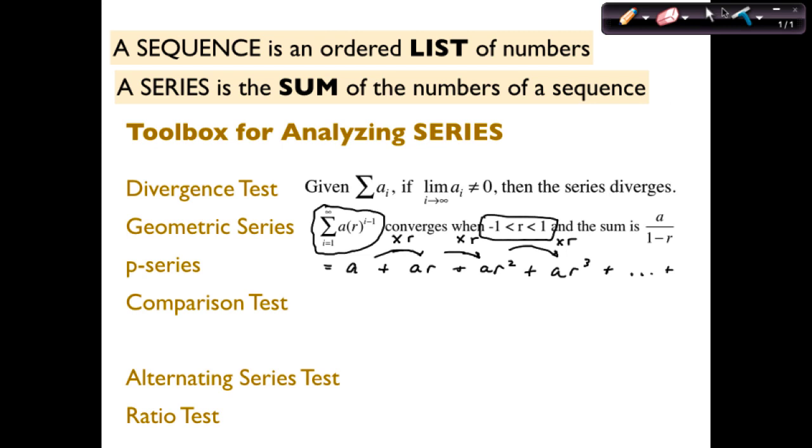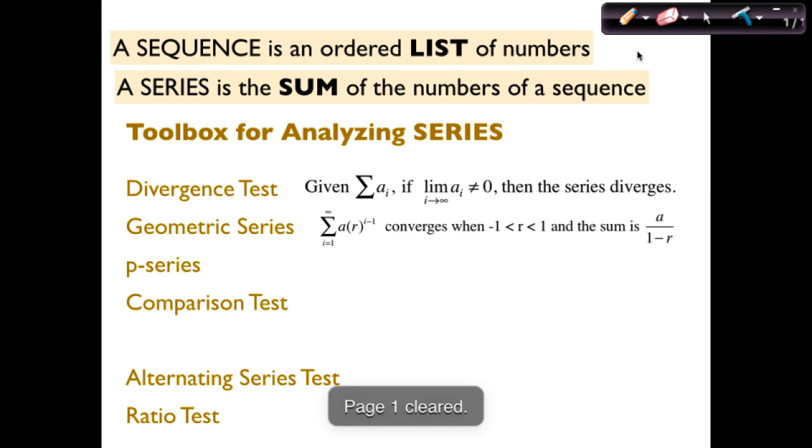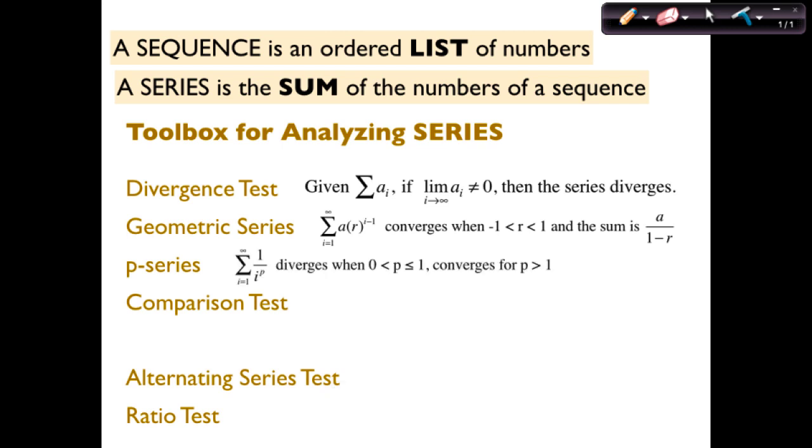Okay, p-series. P-series look like 1 over i to the p. And this diverges when p is less than or equal to 1, but converges for p greater than 1. And we showed this, right? We worked a lot on the harmonic series, and we looked at p-values like the square root. So we're going to keep our lookout for p-series.